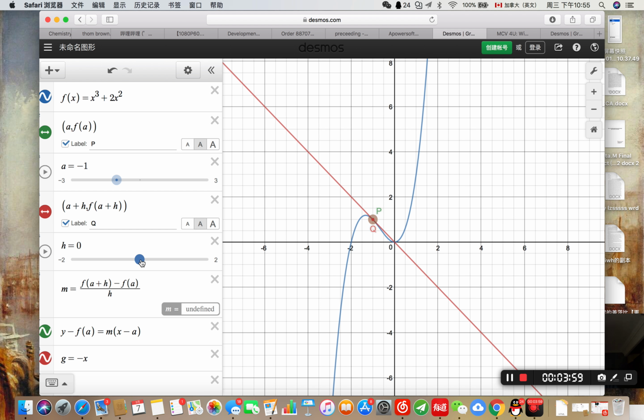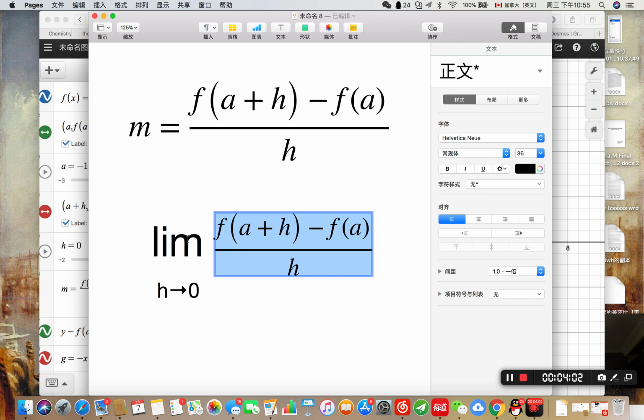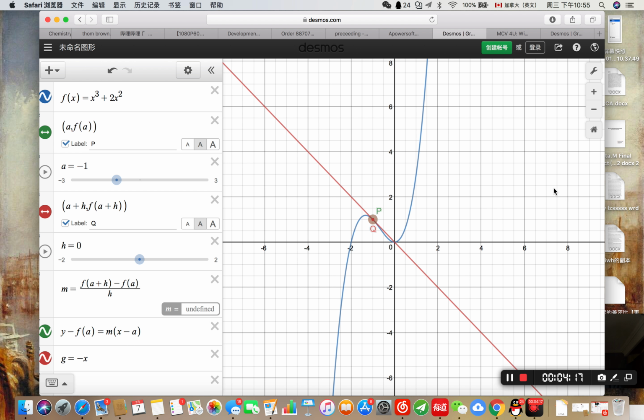So that means limit h approaches 0, f at a plus h minus f at a divided by h is working for the preceding intervals, as well as the following intervals. And I need to point out that it's a general situation, which means you can use this formula for any kind of continuous function.